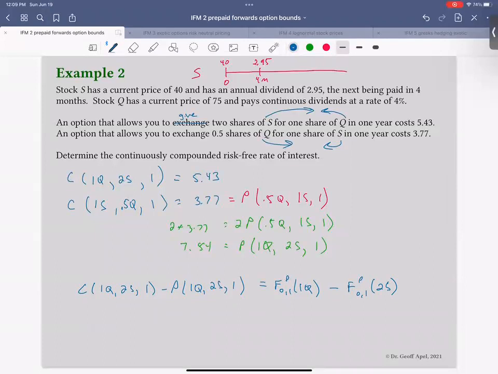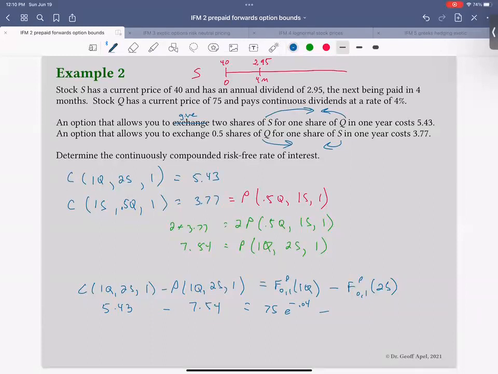Good, and then what are we even looking for, by the way? I guess we're looking for the continuously compounded risk-free rate of interest. So we're looking for r. So that's good. Now, none of that has shown up yet. So let's see what we got. But the call and the put, I know those prices, 543 and 754. And then, okay, prepaid forward on Q. What do we know about Q? Q was a stock with continuous dividends. So the prepaid forward would be just current price, but minus dividends, basically. So current price, 75, e to the negative 0.04, for 1 year.